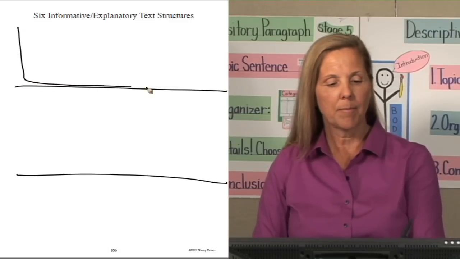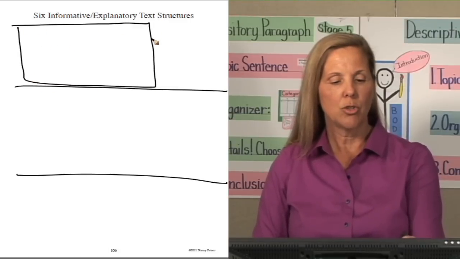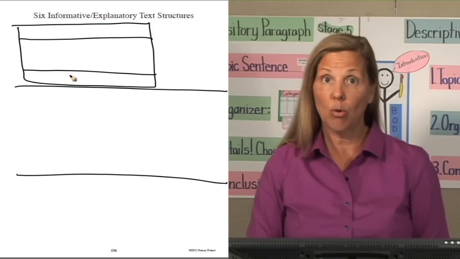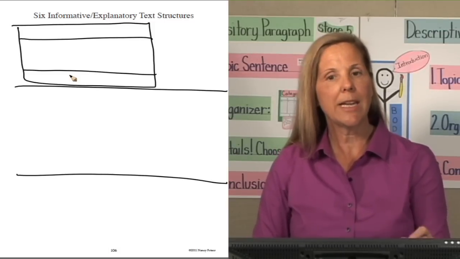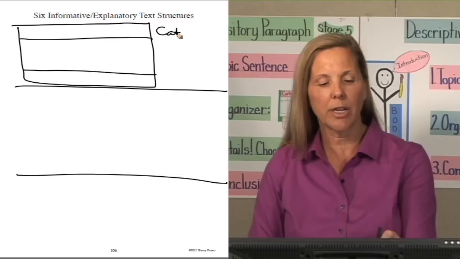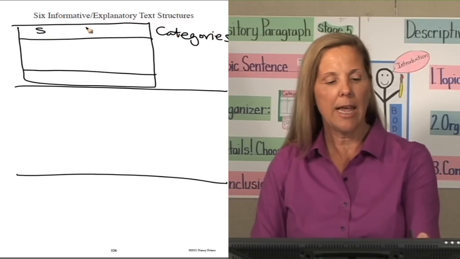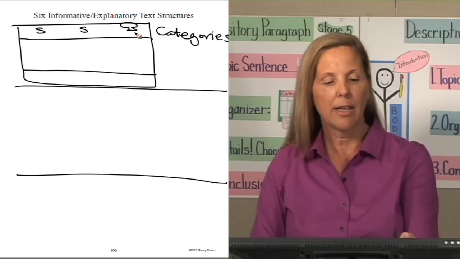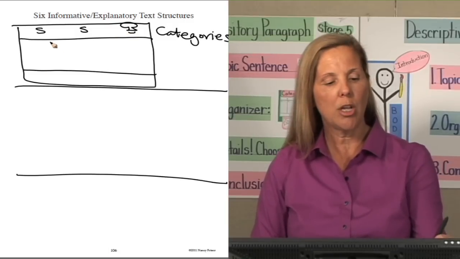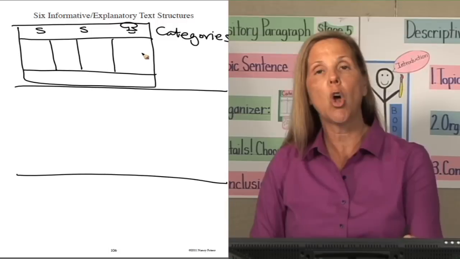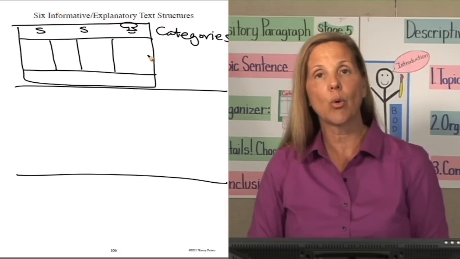Make a box, 2 lines. This is our informational organizer, but we need to make it into the categories organizer. So to make it into the categories organizer, I need SS light bulb, and then I need to draw boxes in the body, and the boxes will always depend on how many categories I need.